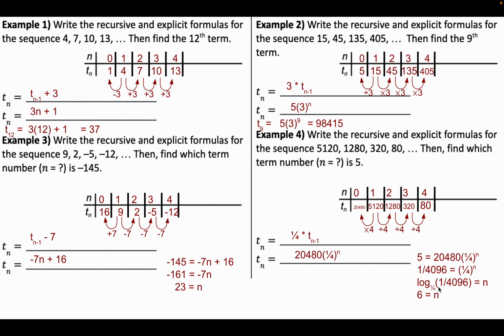Okay, and so then when you plug that into Desmos, what you should end up with is 6. 6 equals n, and that's what we said it was when we extend the table as well.